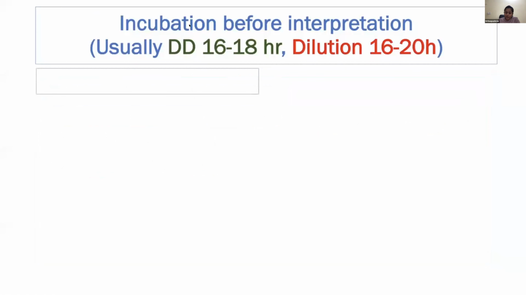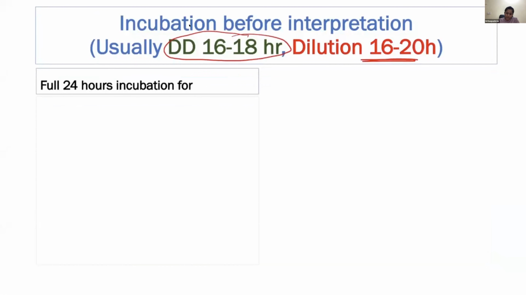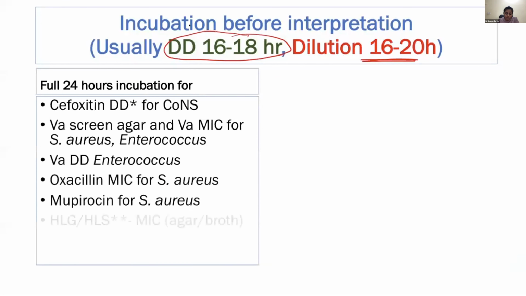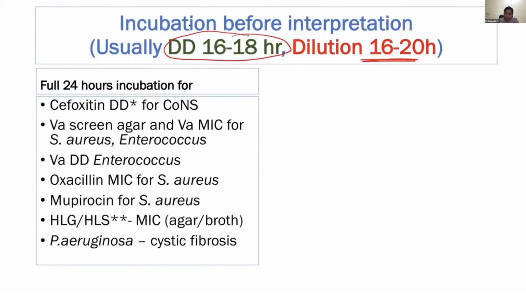So whenever you open any CLSI page, these are the most commonly seen numbers. For disk diffusion, it is 16 to 18 hours, and for dilution, whenever you determine MIC, it is 16 to 24 hours. There are a few situations where full 24-hour incubation is mandatory. As I told you, cefoxitin disk diffusion for CoNS, not for Staph aureus. Whenever you use vancomycin in Staph aureus and Enterococcus, oxacillin MIC for Staph aureus, mupirocin for Staph aureus, high-level gentamicin and streptomycin, either agar or broth dilution. And in a cystic fibrosis patient, whenever you isolate Pseudomonas aeruginosa, it has to be kept for full 24 hours.